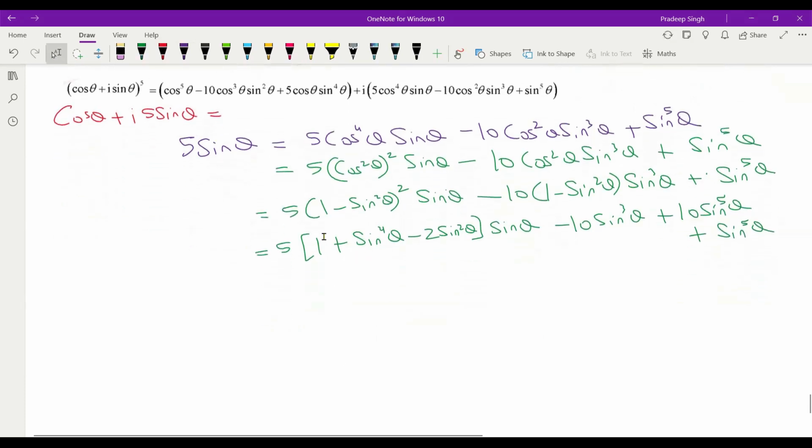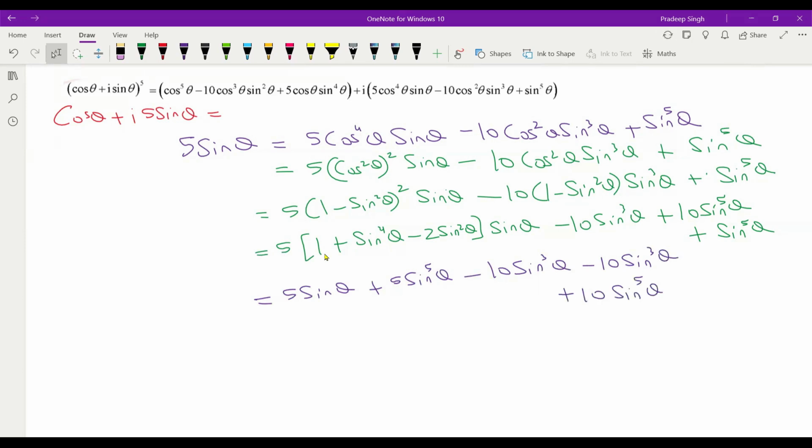Let's simplify the expression further because here we have a 5 and a sin theta. Let's multiply 5 sin theta with this entire bracket. So we will get 5 sin theta plus 5 sin^5 theta minus 10 times sin^3 theta, and the remaining expressions let's write as they are: minus 10 sin^3 theta plus 10 sin^5 theta plus sin^5 theta.